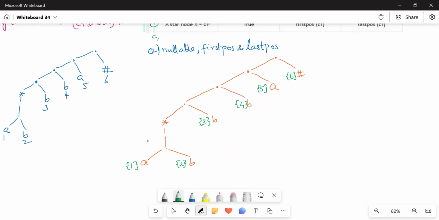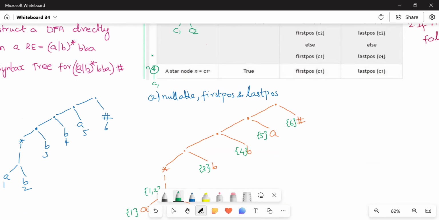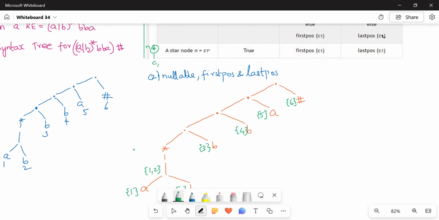So this is 1 comma 2. Then first position of the star node. First position of the star node is first position of its child. Okay, so the star node's child's first position is 1 comma 2. So here we need to write 1 comma 2.